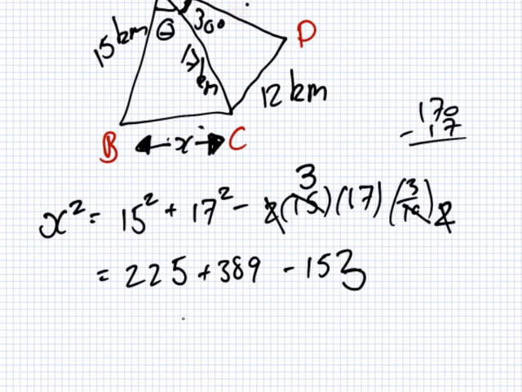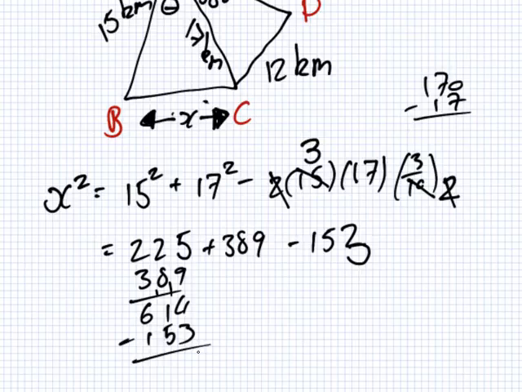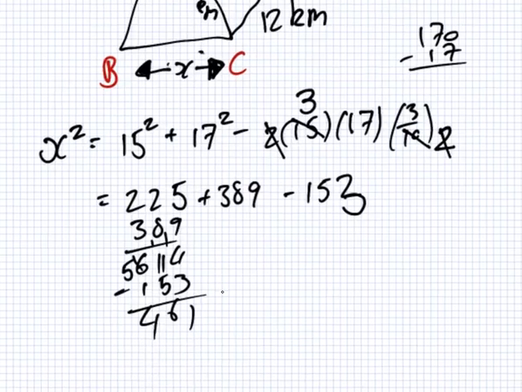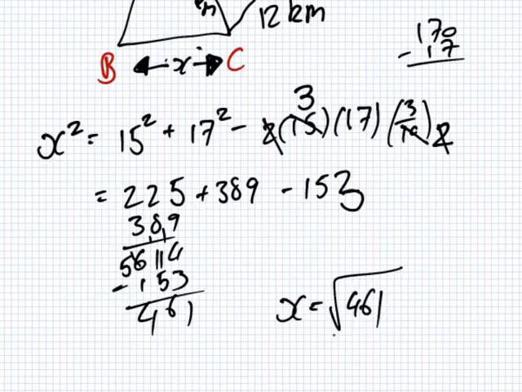So I just need to add these 3 together. Let's see, 225, 289. So what's that? But you do minus 153. Oh, sorry. 461 then. So then x is the square root of 461. I don't think 461 is a perfect square. Yeah, 21 point something. Okay.